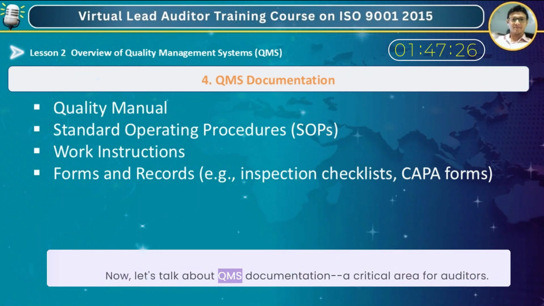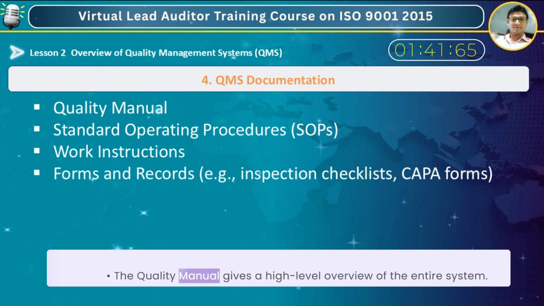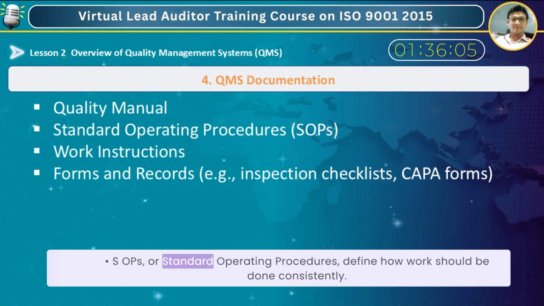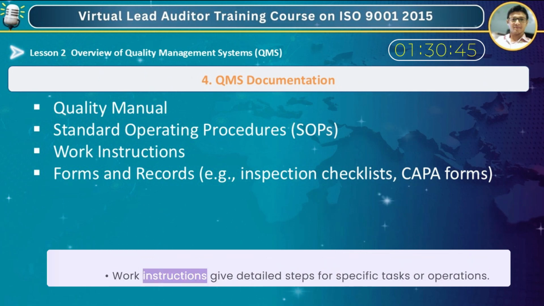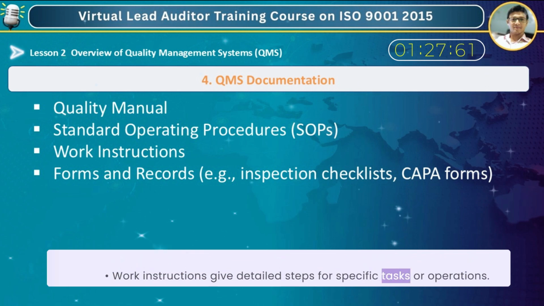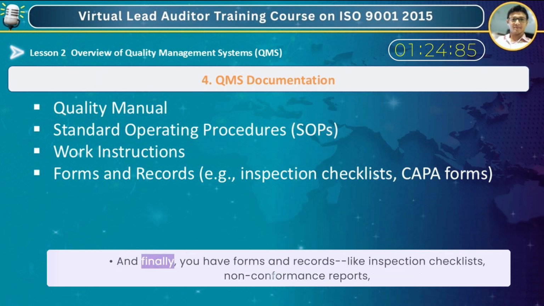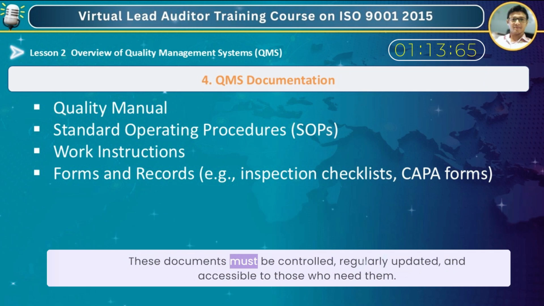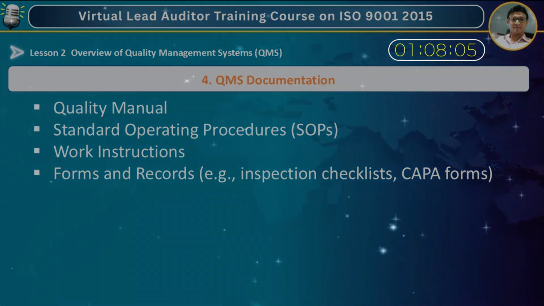Now, let's talk about QMS documentation, a critical area for auditors. The quality manual gives a high-level overview of the entire system. SOPs, or Standard Operating Procedures, define how work should be done consistently. Work instructions give detailed steps for specific tasks or operations. And finally, you have forms and records, like inspection checklists, non-conformance reports, and CAPA forms, that capture actual data. These documents must be controlled, regularly updated, and accessible to those who need them.